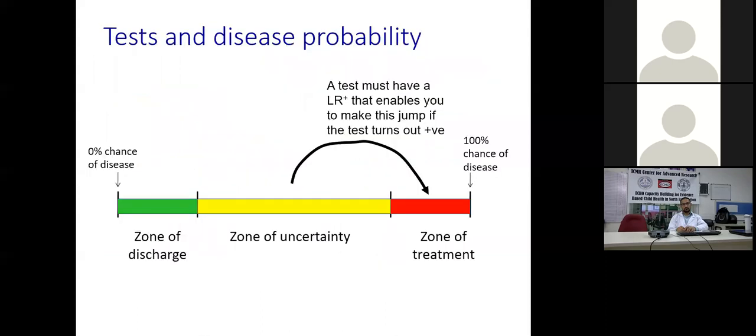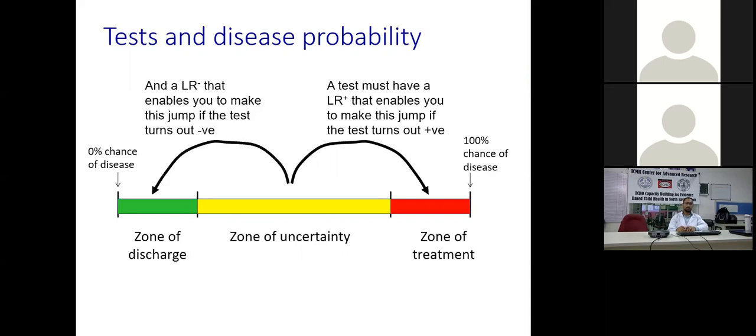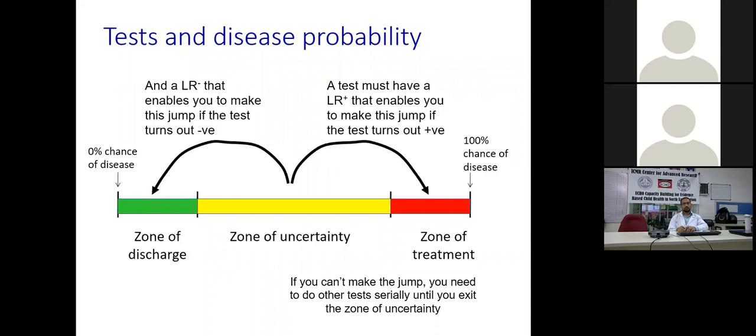So going back to this old diagram. The patient comes to you with a zone of uncertainty, and a test must have a positive likelihood ratio that enables you to make this jump if the test turns out to be positive, that means into the zone of treatment, and should be able to make this jump if the test turns out to be negative. If you can't make the jump, you need to do other tests serially till you exit the zone of uncertainty.